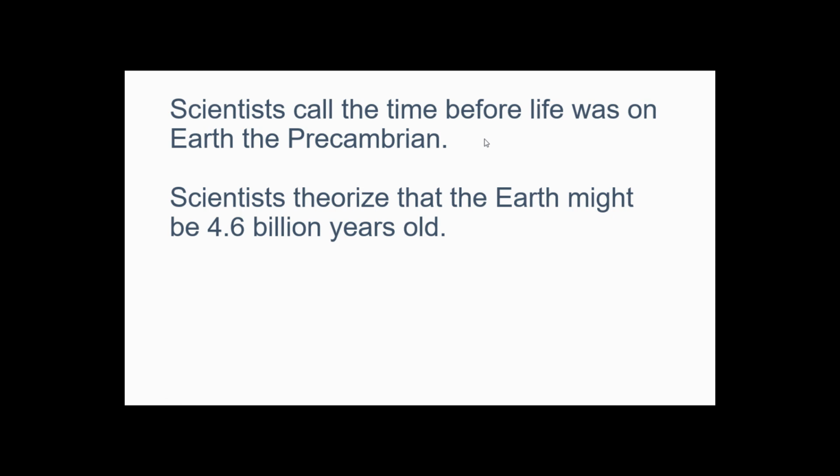Well, scientists theorize, or they come up with this idea for an age for the Earth. And it's changed over the last 30 years. We've changed the age of the Earth from millions into now billions of years old. And scientists still theorize and have different ideas. Scientists theorize that right now, 2022, the age of the Earth might be 4.6 billion years old. Holy cow. 4.6 billion years old. Boy, that's a lot of years.